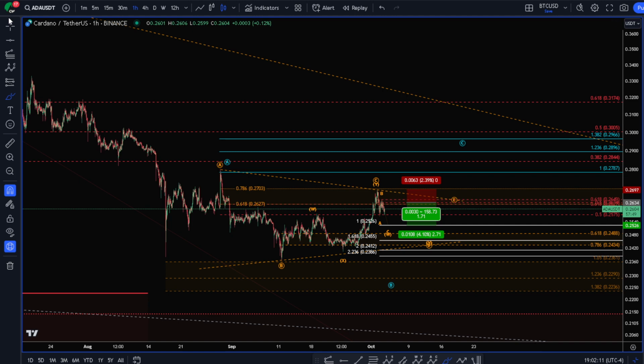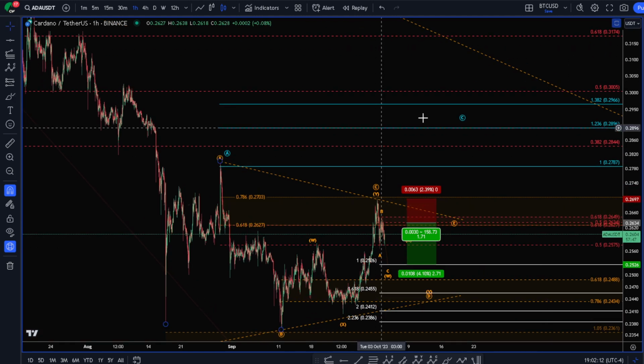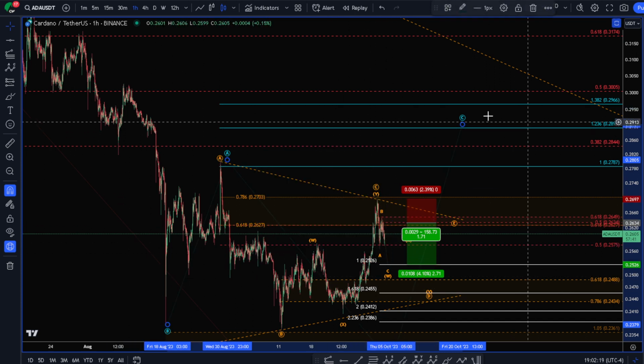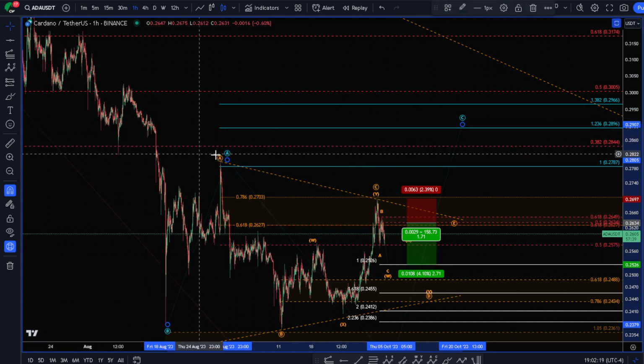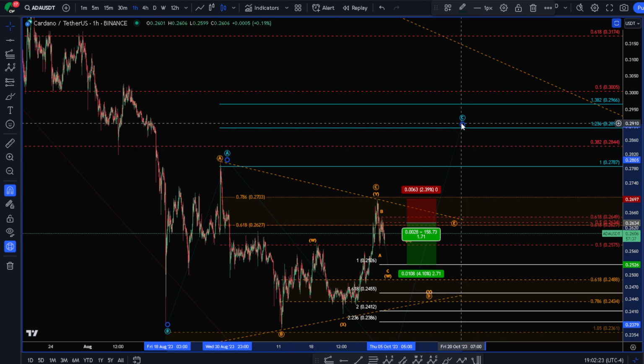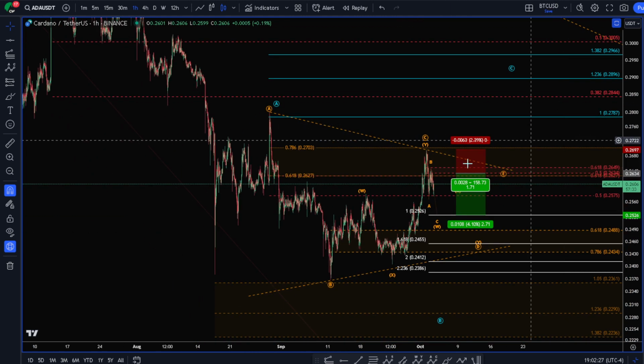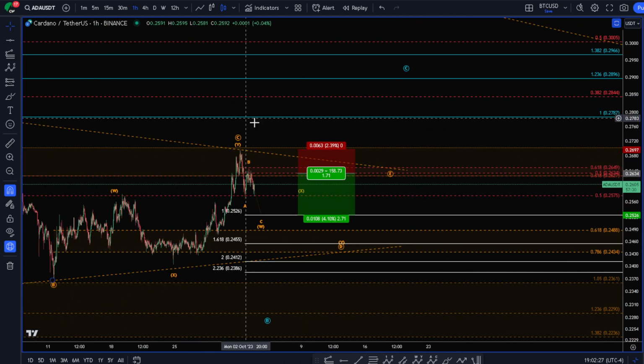Now this can also turn into a flat pattern where we get an ABC to the upside or a WXY. But at the moment, I have several patterns that have us needing lower lows. So I think the probabilities lie on that side currently.